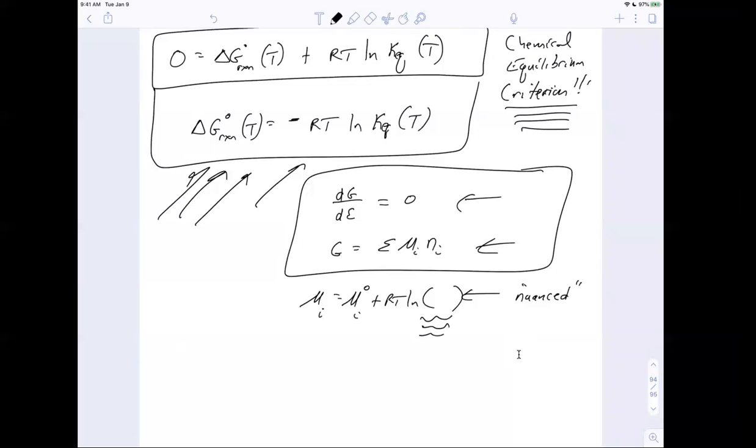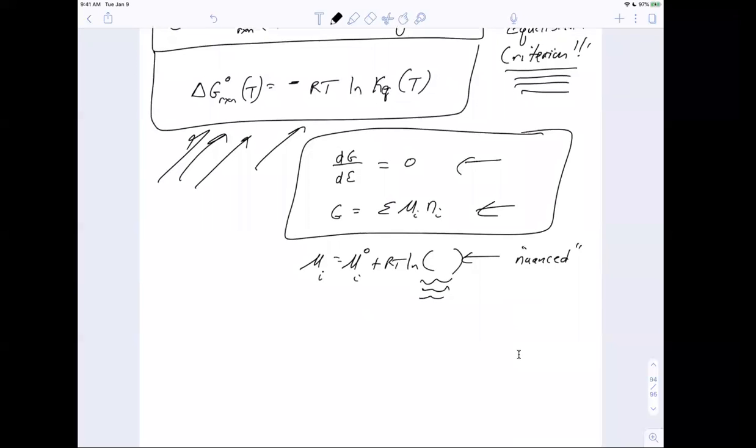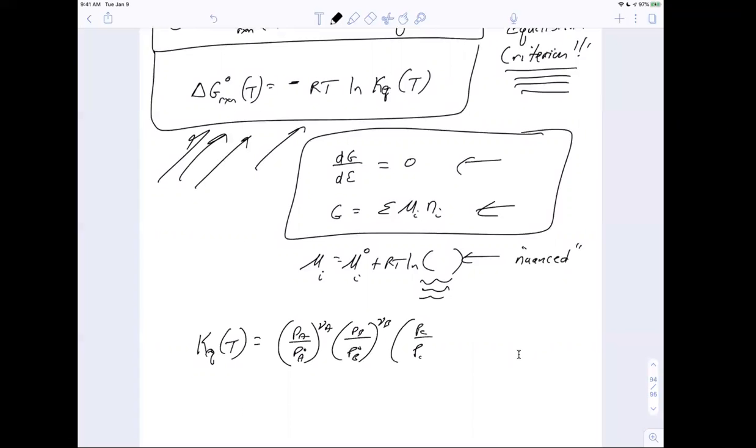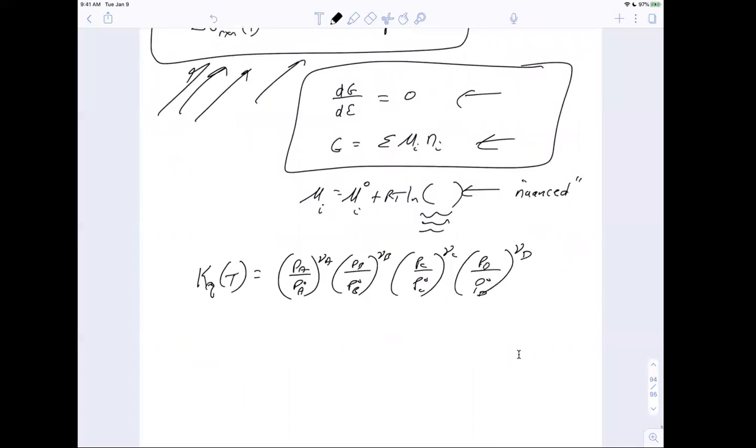Okay, so going back to this, any questions? This is a very important conceptual idea that I just discussed. So we know now that K equilibrium at T is this product, PA over PA superscript 0, and PB over PB superscript 0, PC over PC superscript 0, and then PD over PD superscript 0. But we know that nu A and nu B are less than 0, and nu C and nu D are greater than 0.